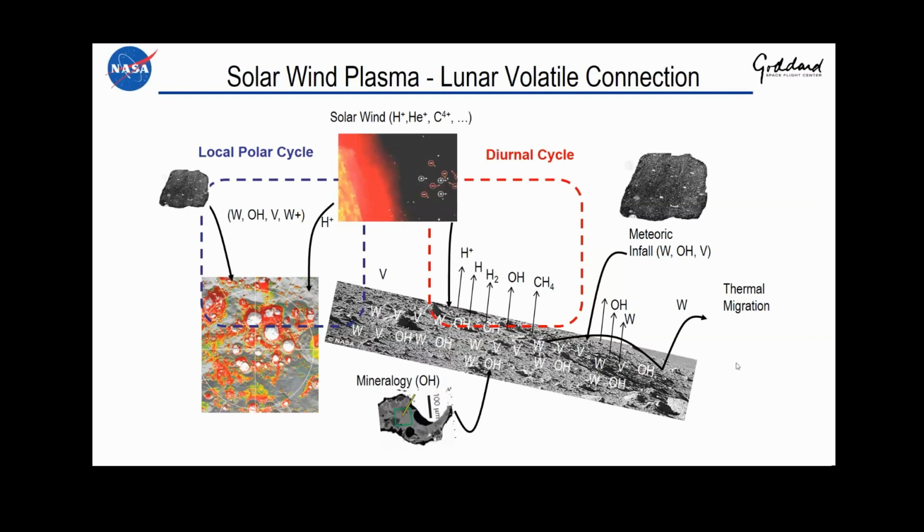Also, as Bill talked about earlier, you can have these localized cycles, like at the pole regions. You can see here the white is indicating regions where water might be more stable. And so you can have sputtering of these regions, which might even drive local cycles.